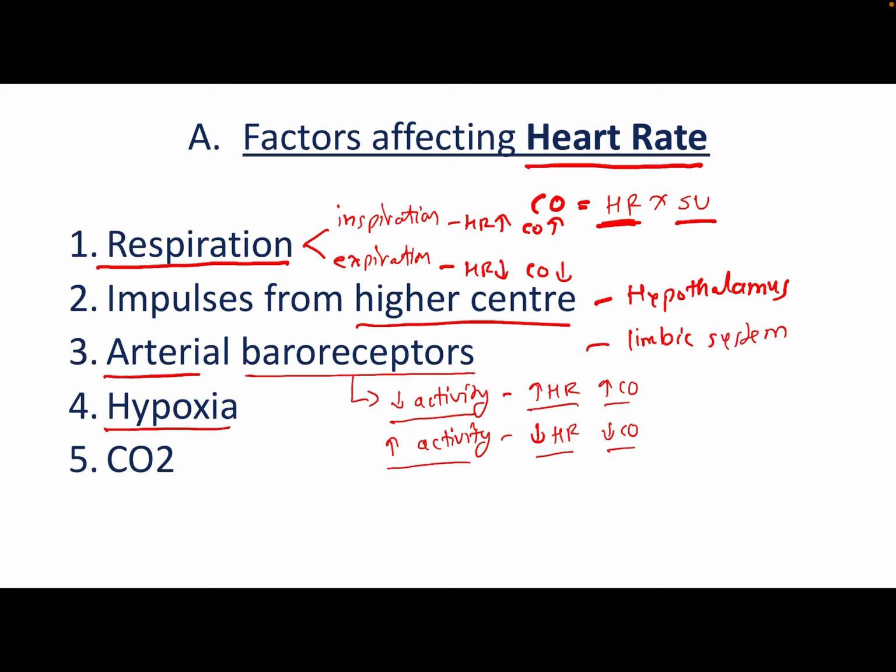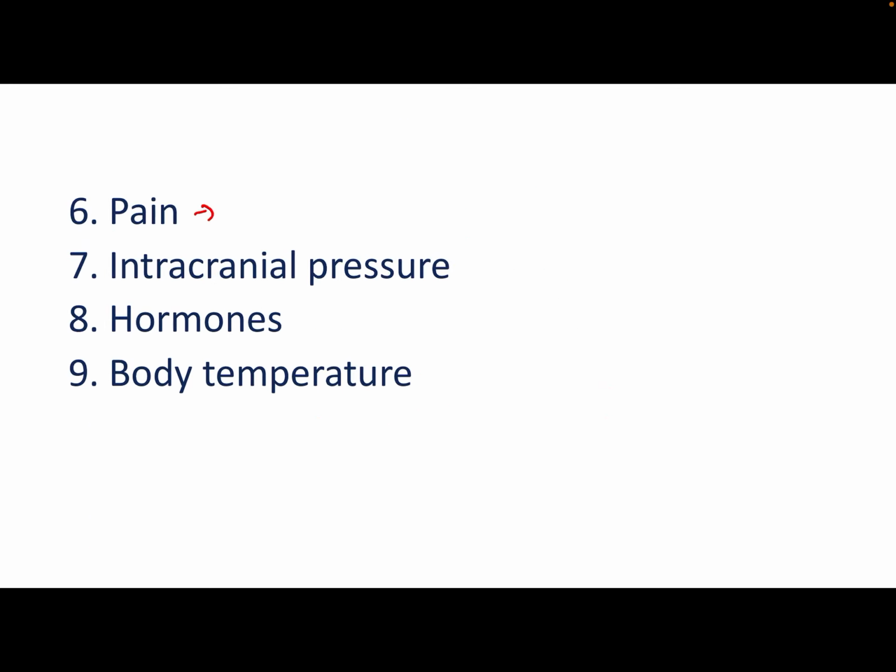In hypoxia, there will be an increase in the heart rate and thus an increase in the cardiac output. And carbon dioxide, CO2, in excess will increase the heart rate and thus increase the cardiac output. Then pain: most painful conditions will increase the heart rate and thus increase the cardiac output. Then intracranial pressure: if there is an increase in the intracranial pressure, it will decrease the heart rate and thus decrease the cardiac output.